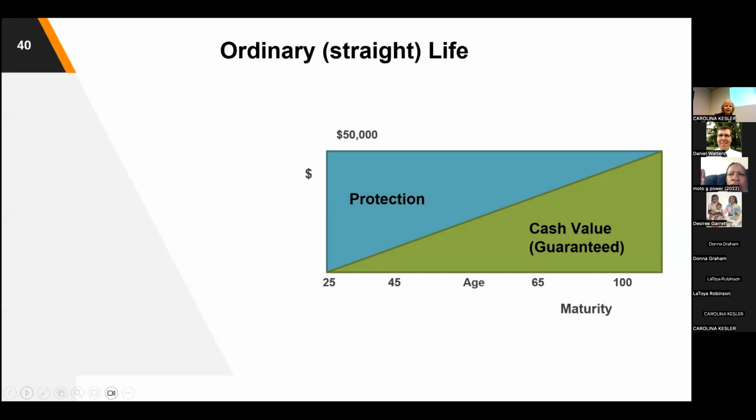So ordinary straight life, that's the same as regular whole life, right? That's the least expensive form of whole life insurance, ordinary straight life. It has your guaranteed cash value as you're paying into it, from age 25 to age 100, and the protection, so your face amount. So this person bought 50,000 and they're going to be paying their premium into it every year for 75 years. Holy cow. It's a long time to pay for insurance, right?